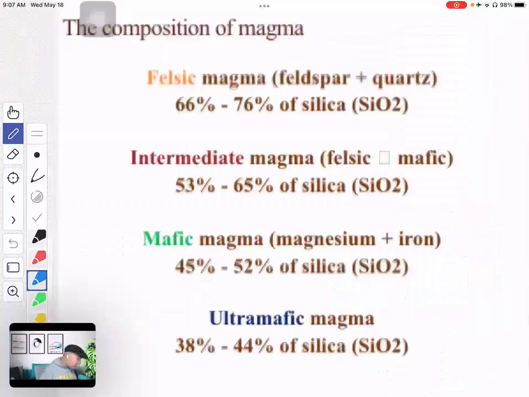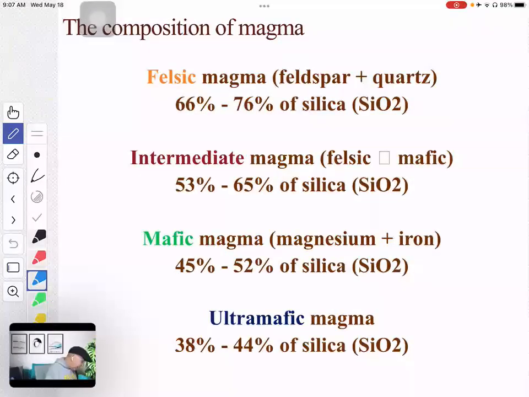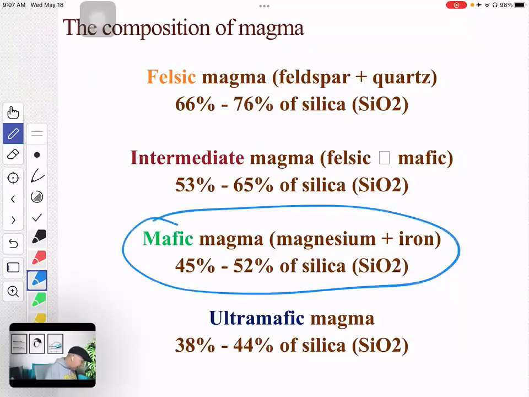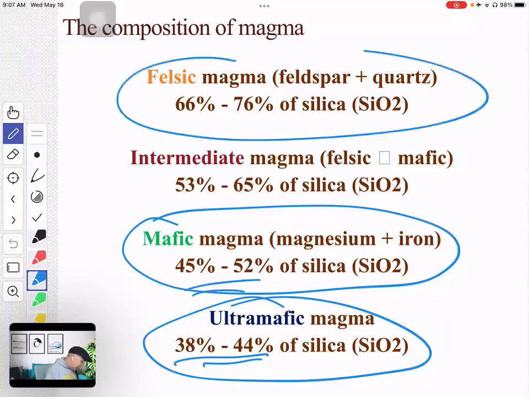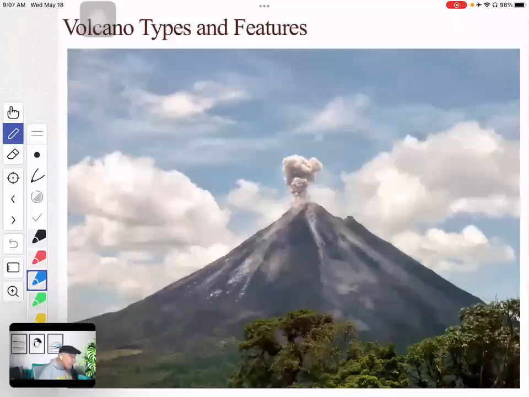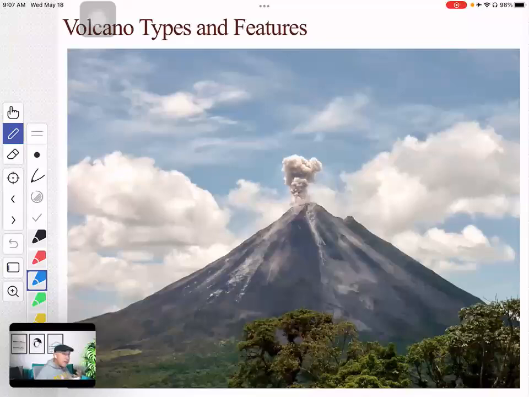Okay, so here's a summary. All magmas do have silica, but mafic and ultramafic magmas have very low amounts of silica compared to the felsic, silica-rich magmas. Okay, so silica is the mineral that makes the eruption very explosive or not.